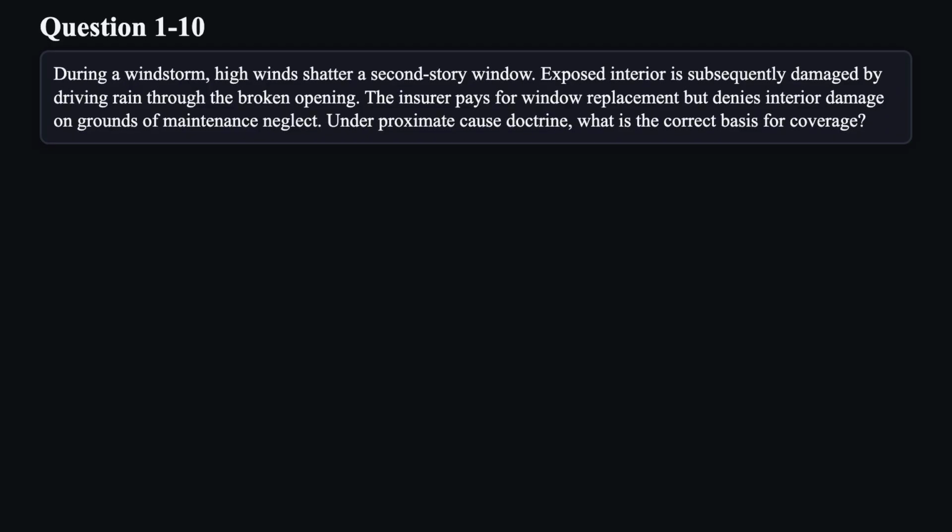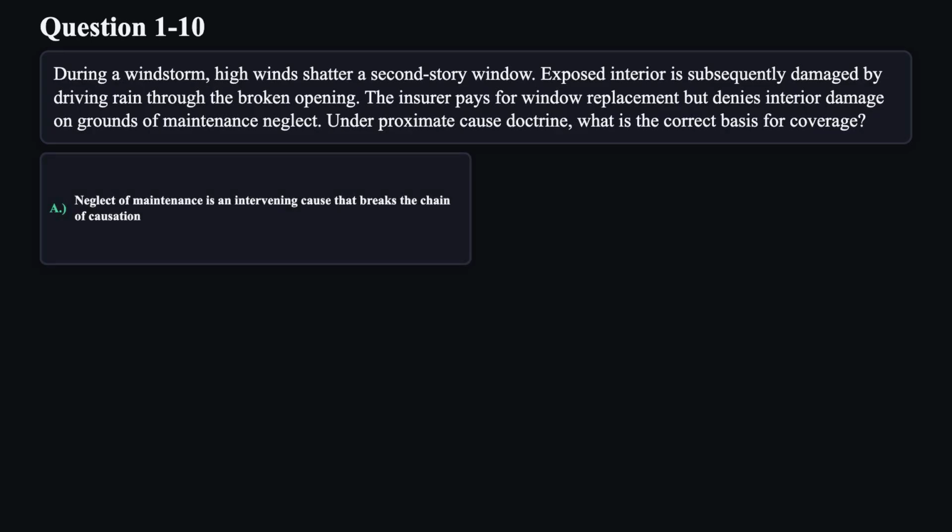Question 10. During a windstorm, high winds shatter a second-story window. Exposed interior is subsequently damaged by driving rain through the broken opening. The insurer pays for window replacement but denies interior damage on grounds of maintenance neglect. Under proximate cause doctrine, what is the correct basis for coverage?